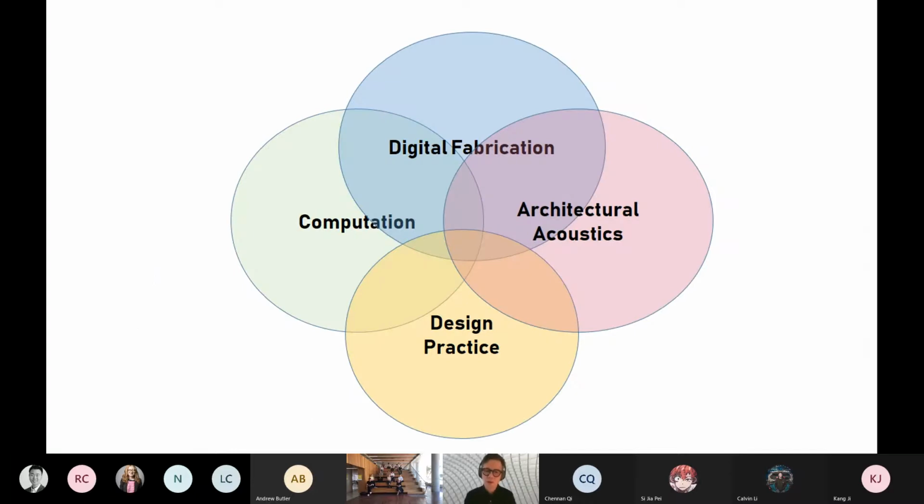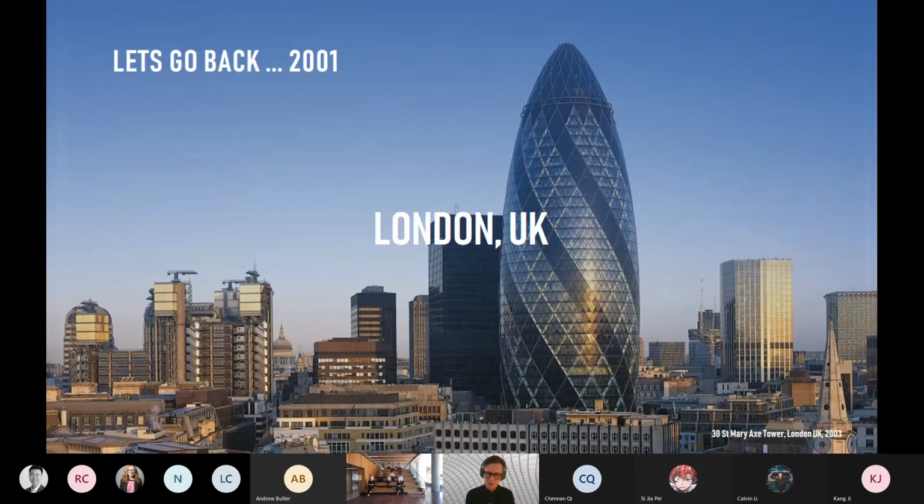The work that I do encompasses these realms, right? There's digital fabrication and computation, and design practice, but also architectural acoustics, and we find these four areas meeting. But what I'd like to do in this talk is go back to see where I've come from, to map this trajectory through my career. And I often find students are interested in these professional trajectories that people take.